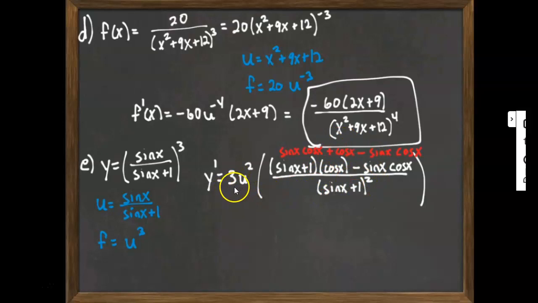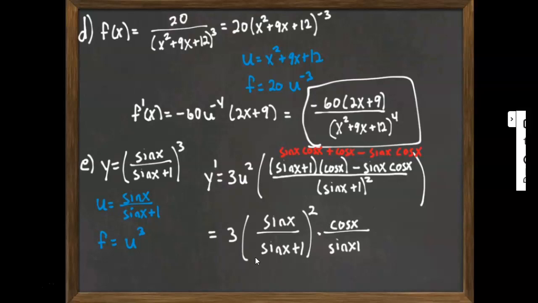And then we just have to deal with this 3u squared stuff. What's u? U is sine x over sine x plus 1. So we can write that down. 3u squared, which would be sine x over sine x plus 1. All right, and then times, after we've simplified this fraction, it's just cosine x over sine x plus 1 squared. And now we have just a little bit further to go with this to kind of clean it up and simplify it a little bit more.